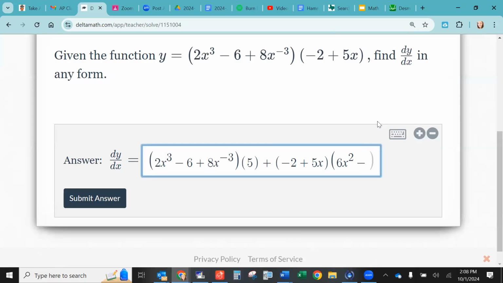Okay, minus x. What does this go to? Negative 3 minus 1 goes to negative 4. So you do not have to times that out. You will when you get to quotient rule, but not for product.